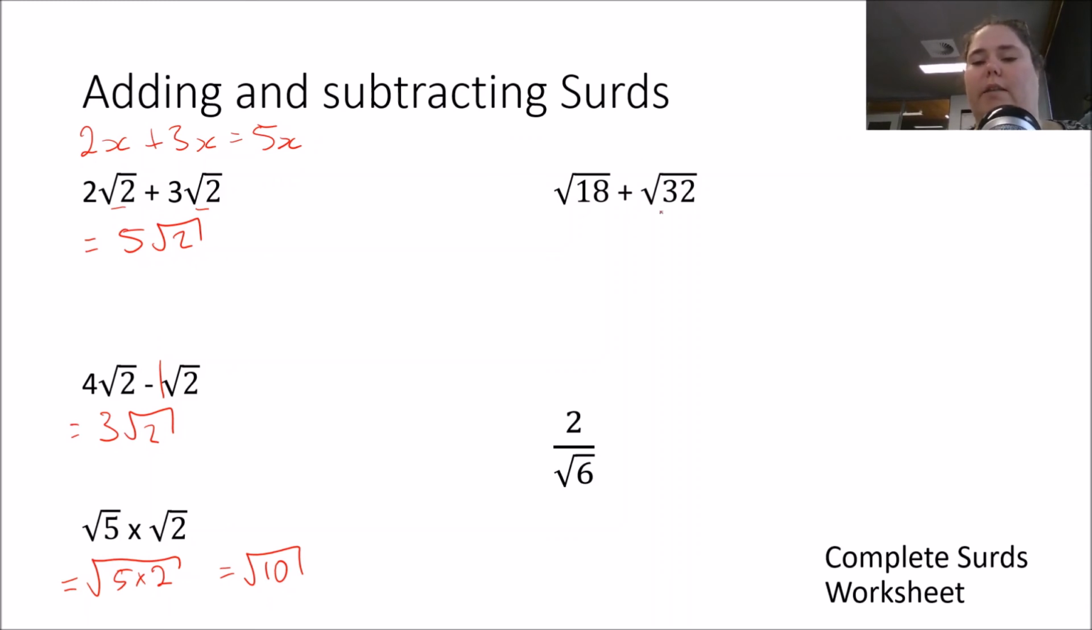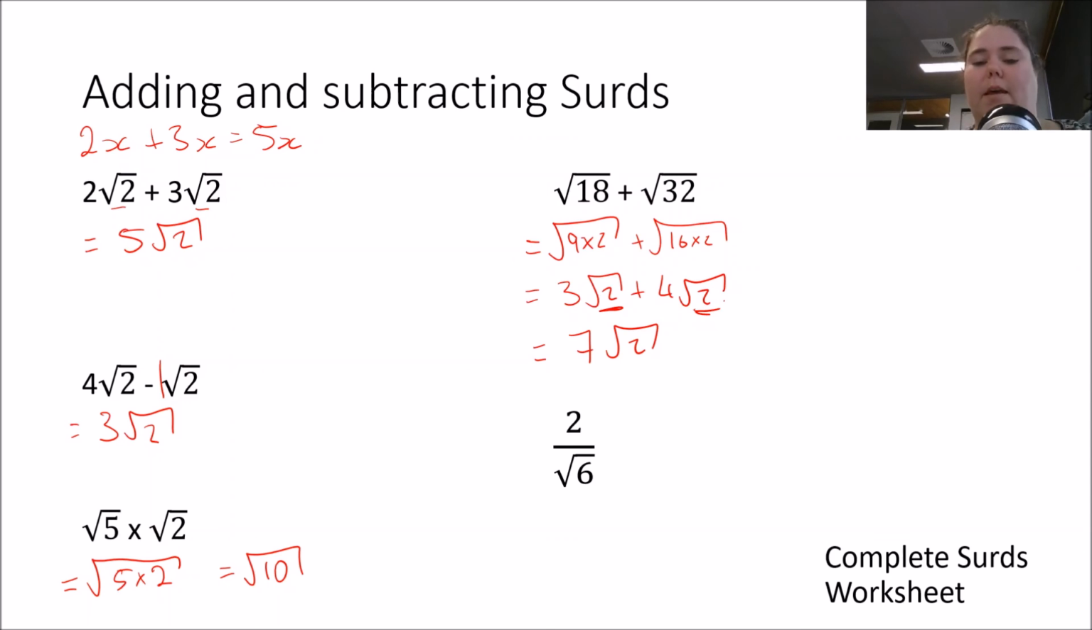So we want to be able to add these two together, root 18 and root 32, but they are not the same surd, so I can't add them together. But I can simplify them first. So that's 9 times 2, 16 times 2, so I'm doing it by inspection. And then we can add them together because now they have the same surd. So root 18 plus root 32 is 7 root 2.